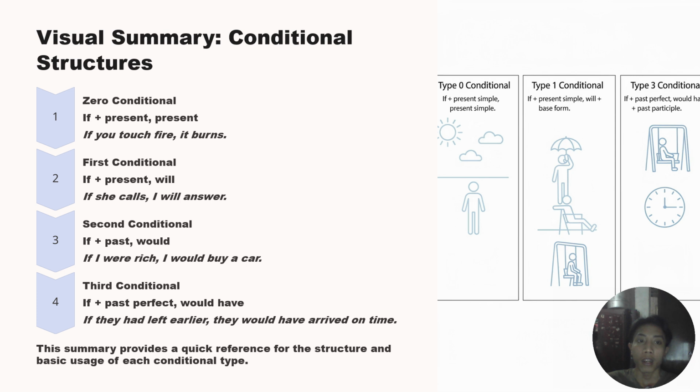So, the summary here. Type 0: if plus present. Example: if you touch fire, it burns. First conditional: if plus present, will. If she calls, I will answer. The second conditional: if plus past, would. Example: if I were rich, I would buy a car. Third conditional: if plus past perfect, would have. Example: if they had left earlier, they would have arrived on time.